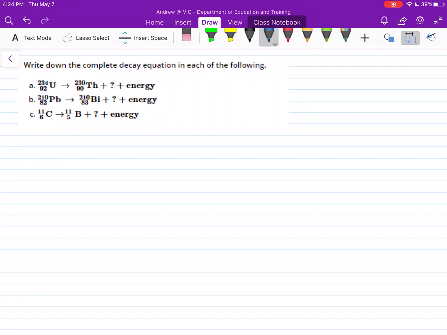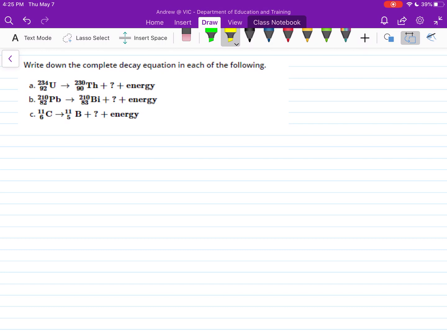G'day all! In this video we're going to be doing decay equations and working out what decay has happened. We'll get straight into A here. We've got uranium with mass number 234 and atomic number 92. This decays down to 230 and 90.